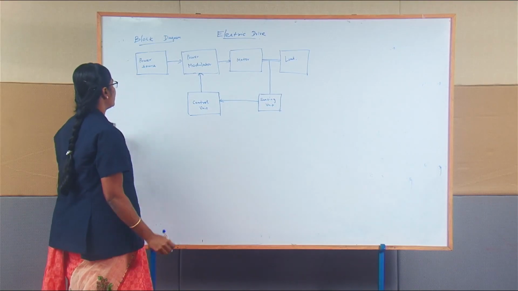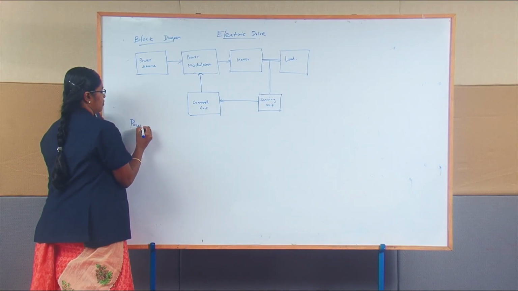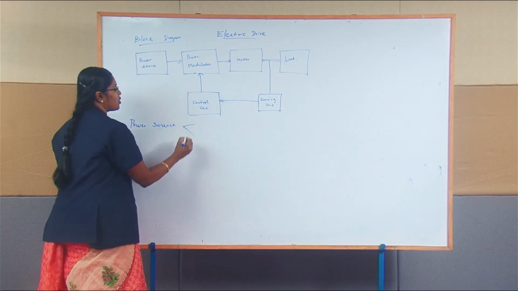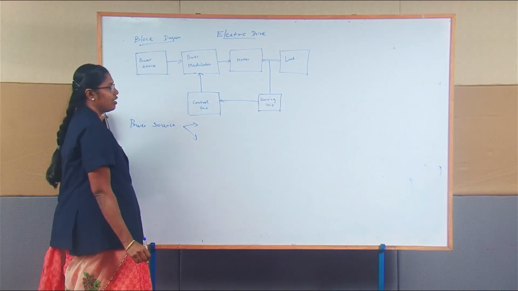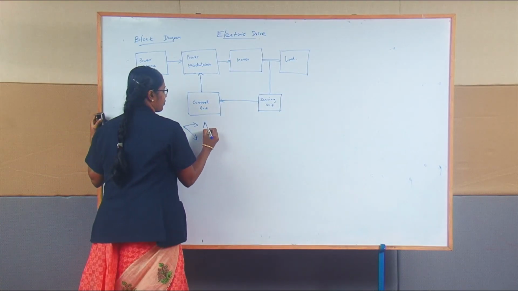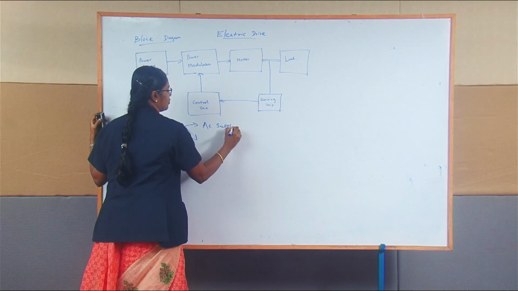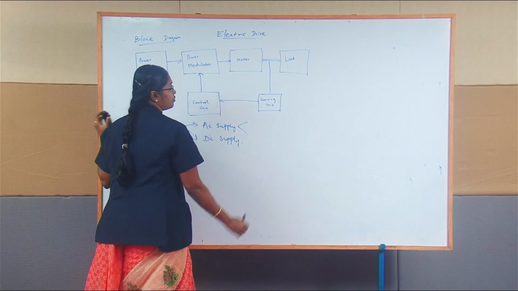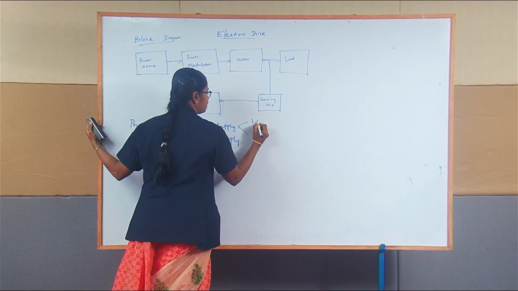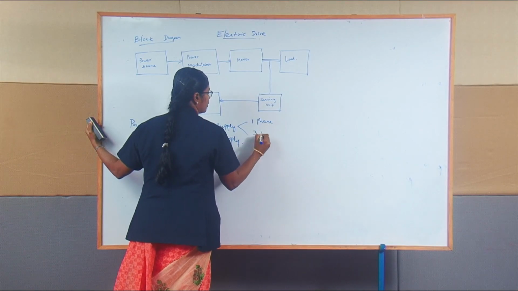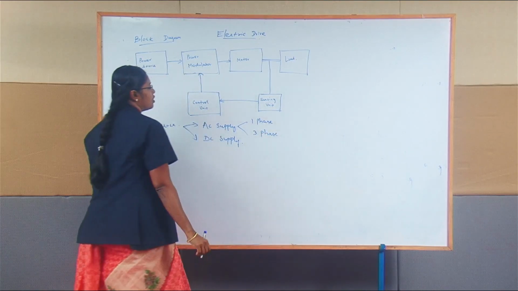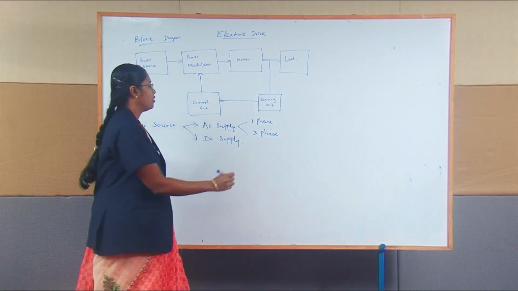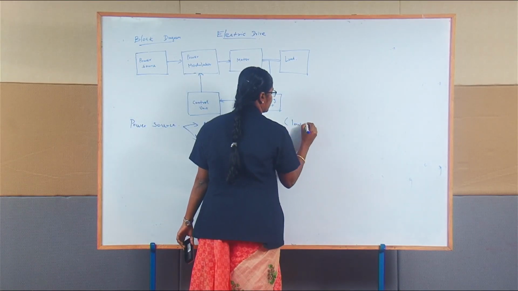First, to start with, the power source. As you all know, since the input is electrical, we have two types of supply, AC supply and DC supply. Again, in AC, you have single phase and three phase. Single phase AC supplies are used for low power applications.